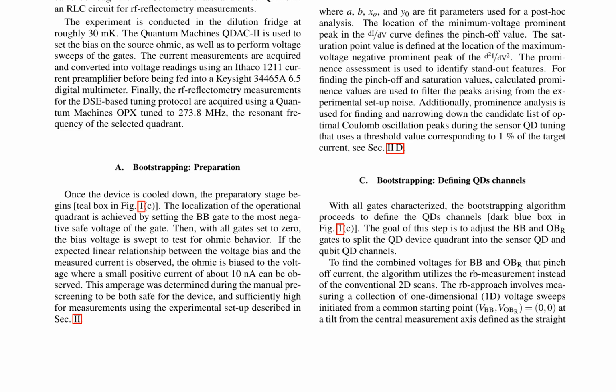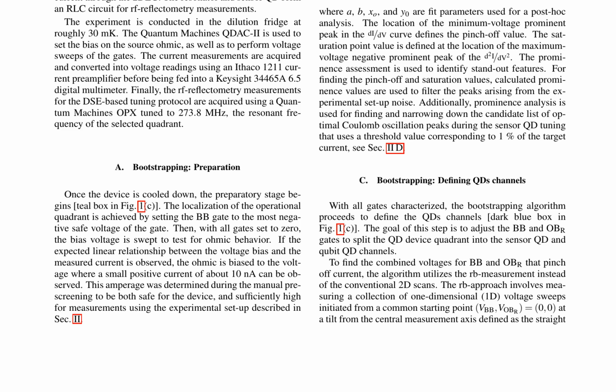The algorithm proceeds to assess the functionality of the quadrant's finger gates, applying a voltage to each gate one at a time and measuring the current through the device. The current versus voltage signal analysis serves multiple purposes, including verifying gate functionality, determining gate characteristics such as pinch-off, saturation, and parking values, and identifying standout features using prominence analysis.